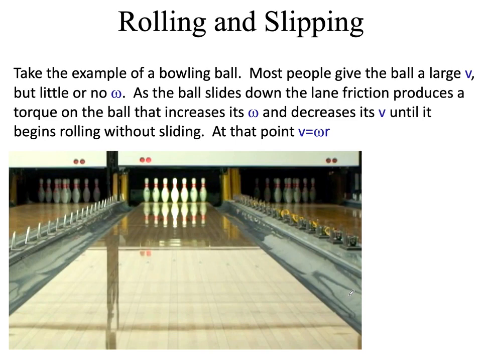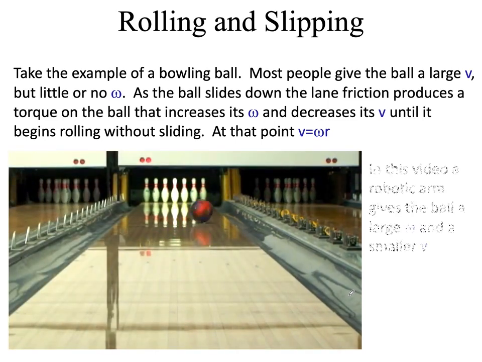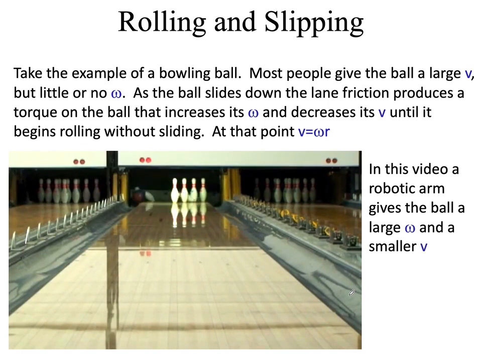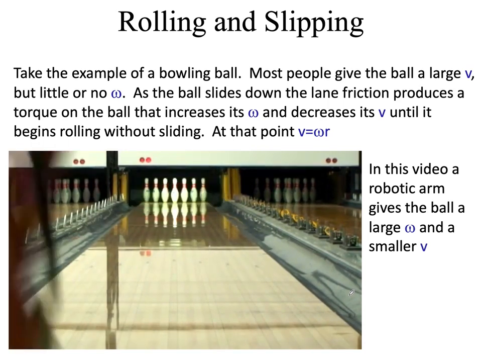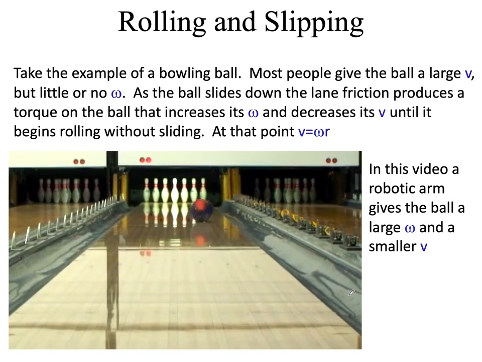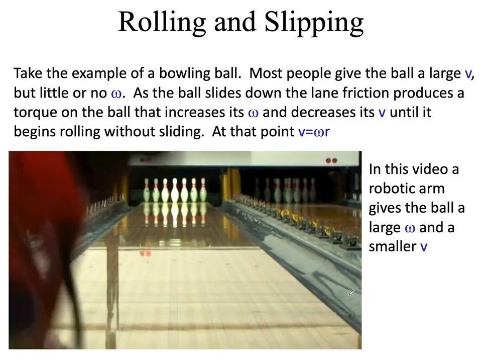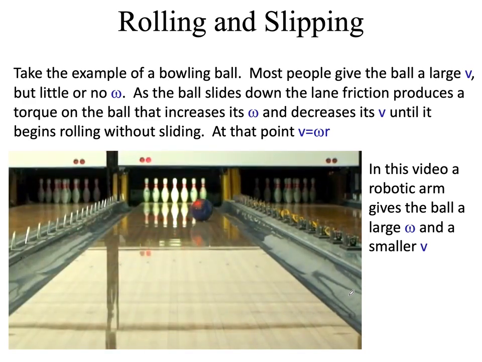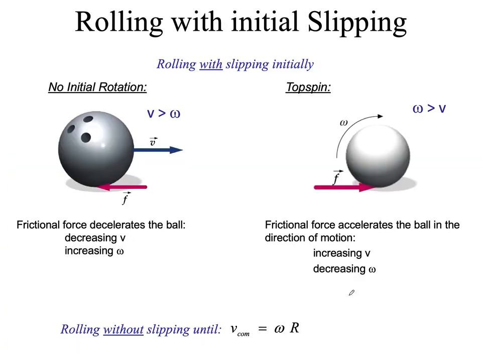Take a quick look at this video. In the video here, a robotic arm gives the ball a reverse effect, a large omega with a small v. And if you can see, it's actually spinning faster than it's moving. Towards the end, it finally picks up speed in the direction that it's spinning and turns. The entire time, it's slowly gaining velocity in that direction, which gives it a nice curve, which is kind of cool.